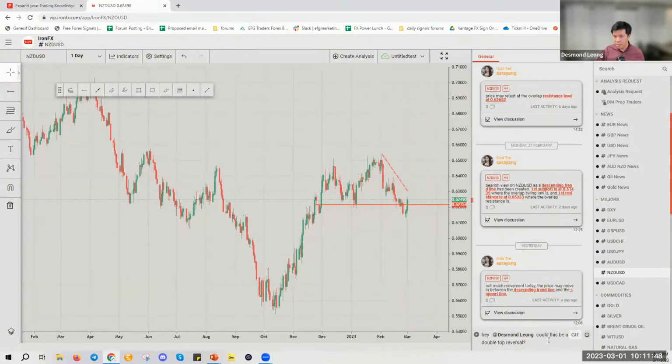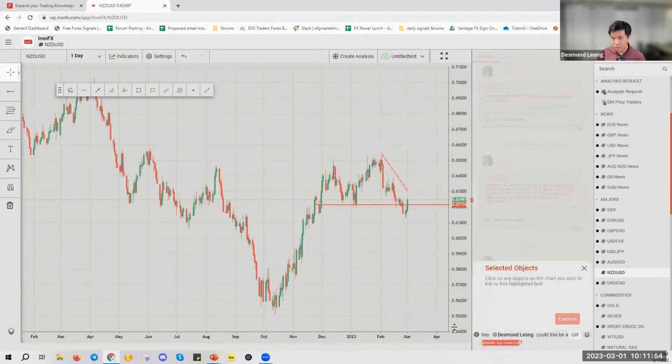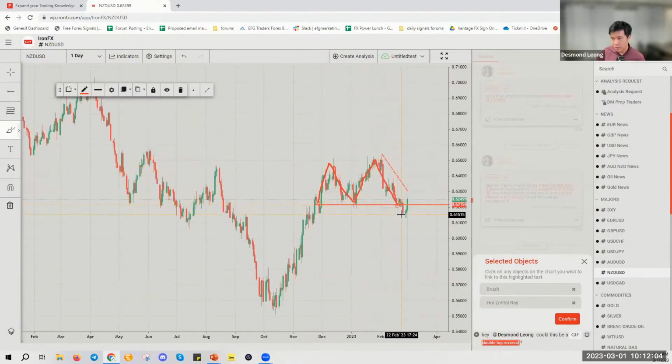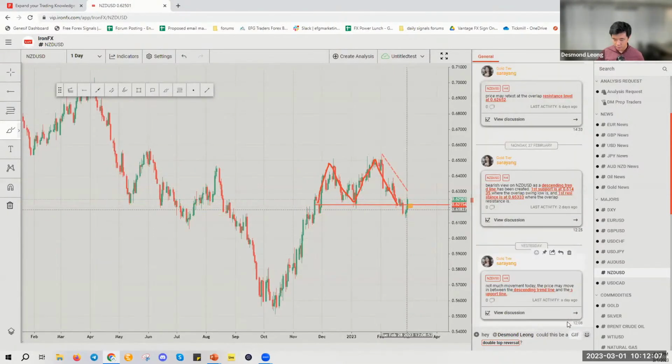Yeah. So could this be a double top reversal? Where am I referring to? I highlight this word. I click on this button called link object to text. And I just click on any line that I just drew. Or if I want to, I can also draw additional lines inside because could this be a little bit of a double top reversal, right? Confirm it. And I send the message through.